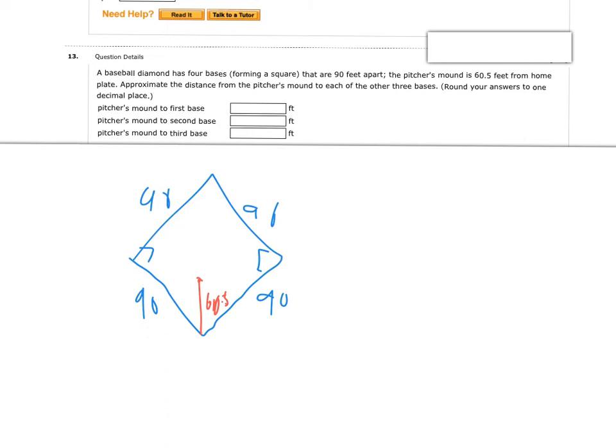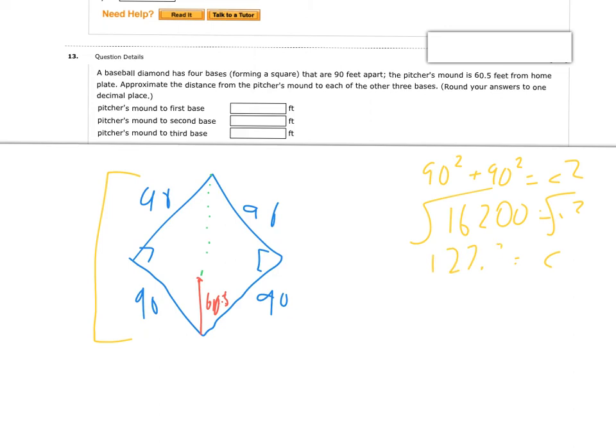So I think the really easy one here is the pitcher's mound to second base, because, oh, actually that's not as easy as I thought. Well, what we'd have to do there is Pythagorean to find this whole distance. So I'll do 90 squared plus 90 squared equals C squared. So that is 16,200 equals C squared. And then square root that. And how do they want me to round this? The nearest one decimal place. So this is 127.3. And then I'll subtract that from the 60.5.